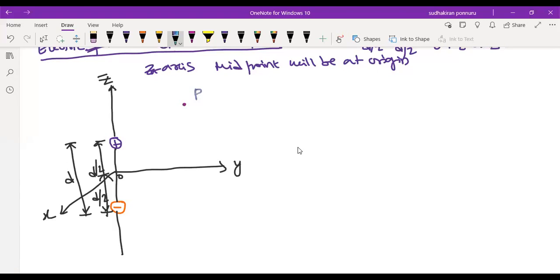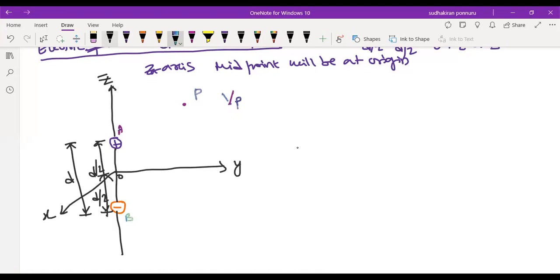So let this be the point A and this be the point B, because we have plus q and minus q charges at these two points. Because of this dipole we have selected one point P, and we have to obtain the electric potential at this point P, which is nothing but V suffix P.